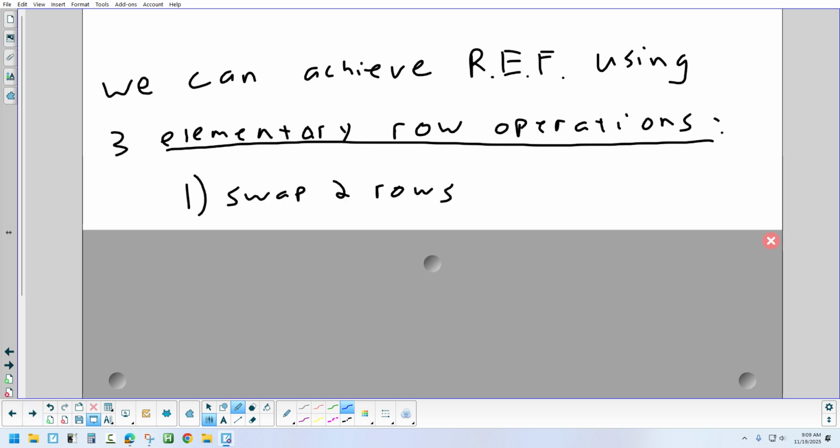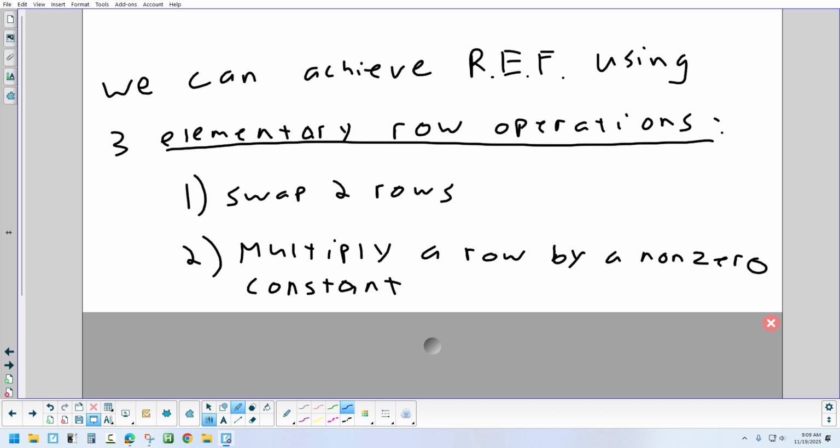You're allowed to take any 2 rows in the matrix and swap them. That would be like having a system of equations and just changing the order you put the equations in. That doesn't change anything. It doesn't mess up your answer. All right, so you're allowed to take 2 rows and swap them.